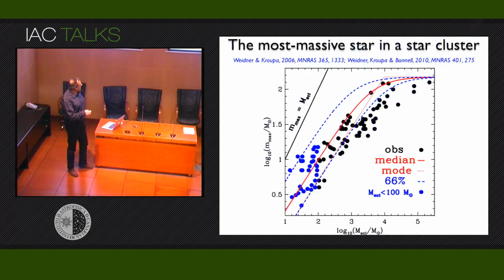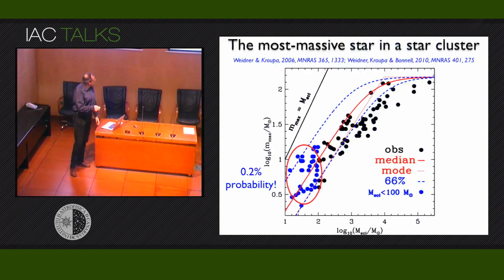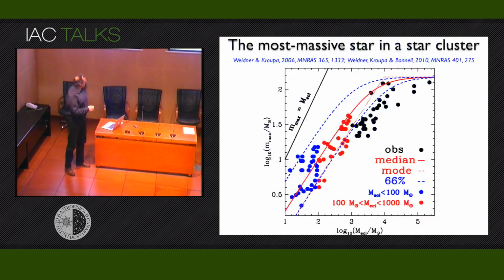And I divided this sample of young star clusters into 3 bins. These are the low mass star clusters, less than 100 solar masses in cluster mass. They are very well distributed around the median, which is nice, but except for 3 exceptions, they are all within the range where only 2/3 should be, which is already quite unlikely. There's a probability of only 0.2%, but still they could be randomly sampled. Could be an observational bias.